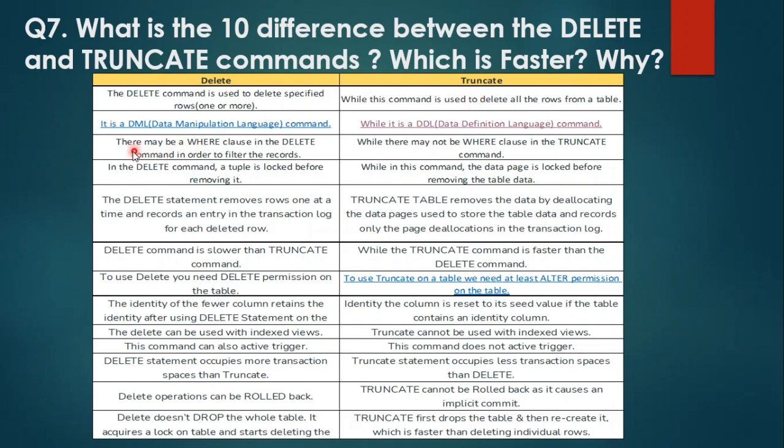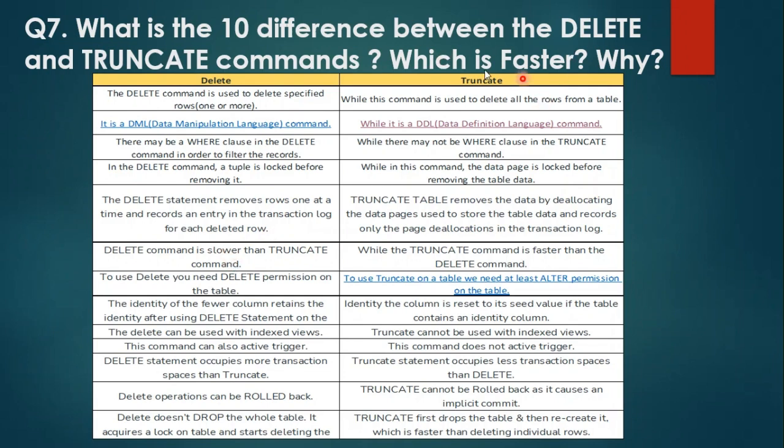Okay. Then the third difference is the where condition: the delete command can filter the records, whereas the truncate command cannot use a where clause. Then in a delete command, the tuple is locked before removing. On the other side, the truncate command does not do that. Then the delete command is slower than the truncate command.